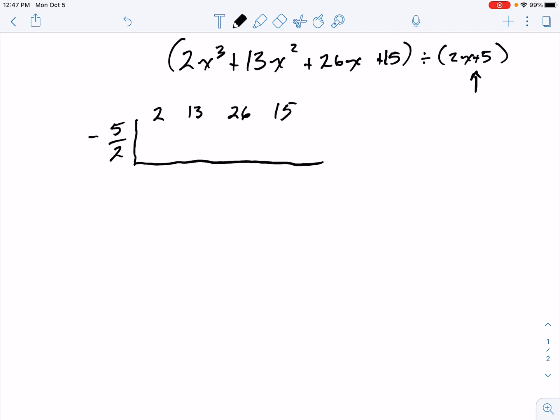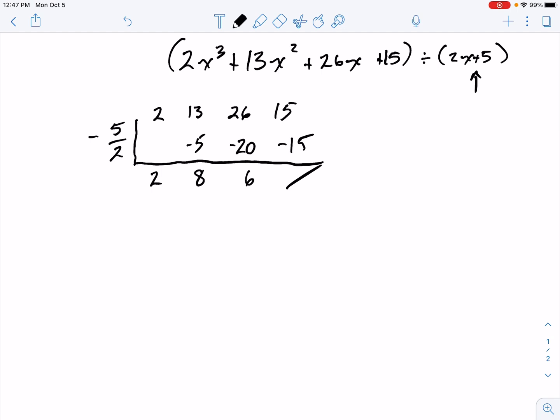List out the coefficients. Looks like that's what you did. Let's see, the first number drops, that's 2. We multiply, we get negative 5. We add, we get 8. We times, I get negative 20. I add, I get 6. I times, I get negative 15. And we get a remainder of 0.